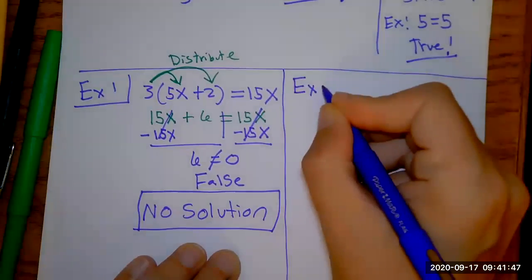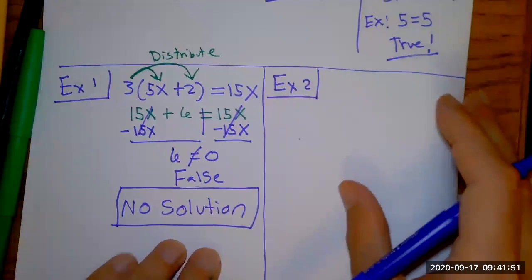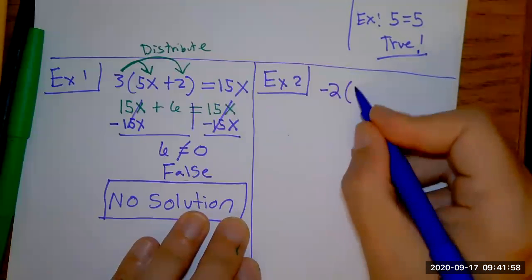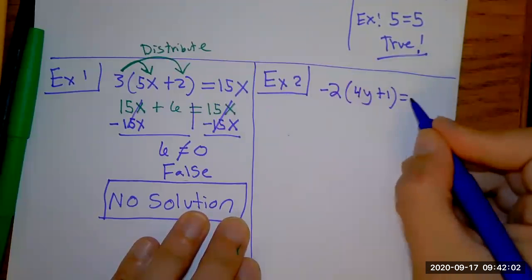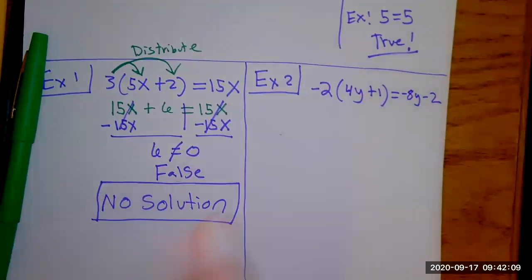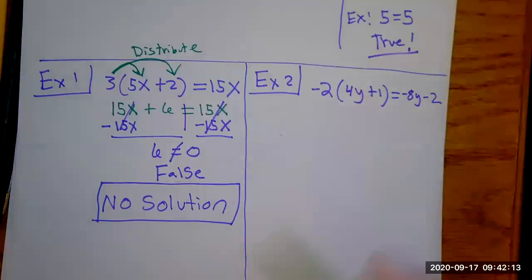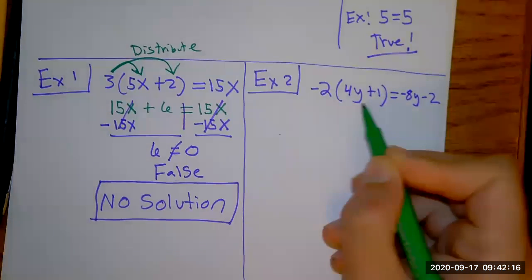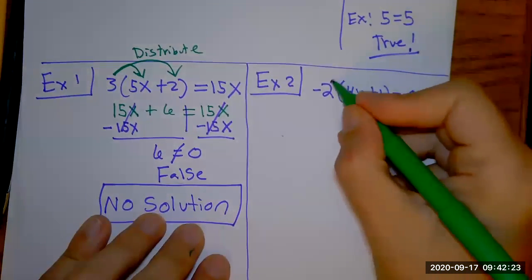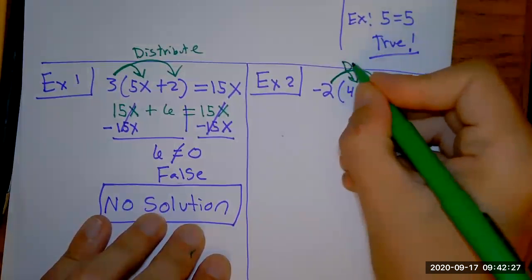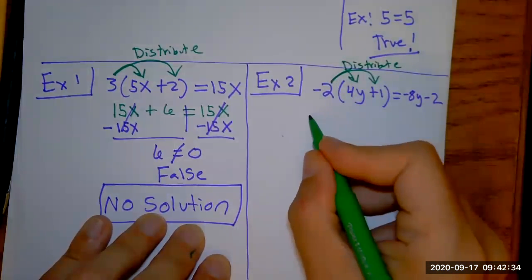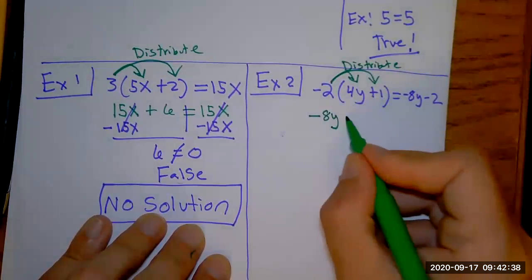So let's take a look at the next one, and then we're going to have time for you to try out a quick one on your own. I'm going to solve -2 times the quantity of 4y plus 1 equals -8y minus 2. I hope you're starting to see this: I have a number times some parentheses, times a shopping cart. Whenever I have that, you need to think, oh man, I'm going to have to do that one thing he keeps doing, the distributive property, or distribute. So -2 times 4y is -8y, and -2 times +1 is -2.